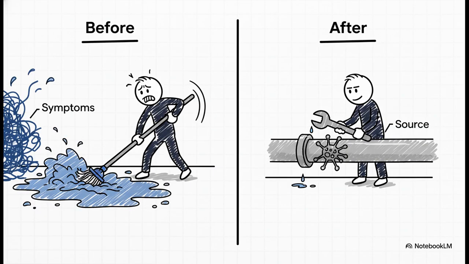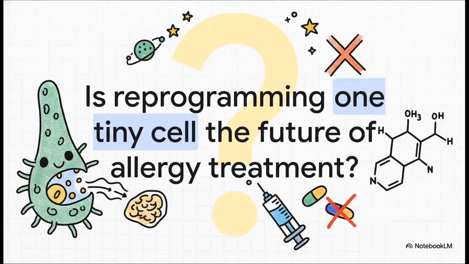This, right here, is the huge takeaway. It completely changes our view of allergies. It's no longer a system-wide problem we just have to manage, but a cellular decision that we might actually be able to influence. We could go from constantly mopping up the floor to just fixing the leaky pipe at the source. And that leaves us with a truly mind-blowing question.